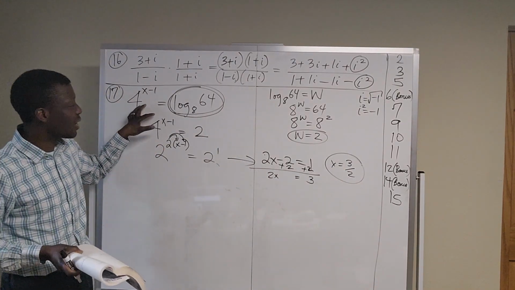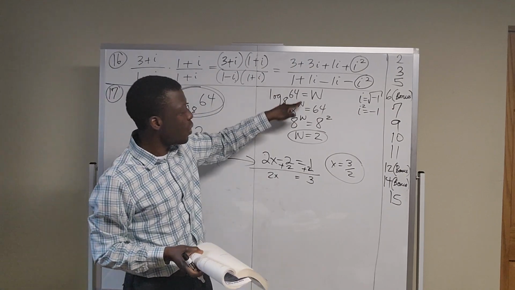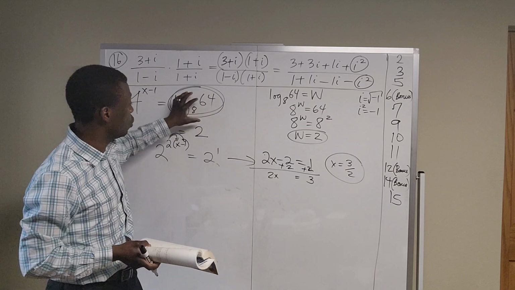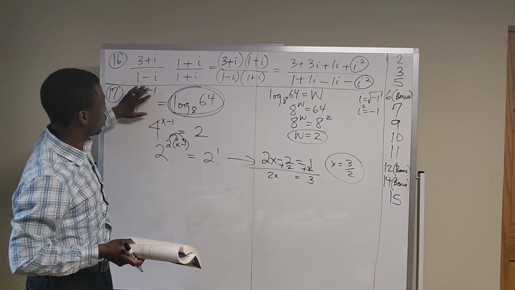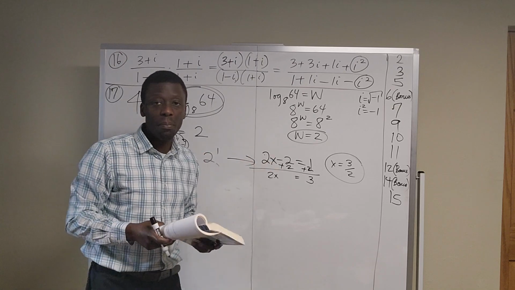So basically, we started here. We had to change log base 8 of 64. We got that value to basically be 2. This whole thing is 2. And then we took this left side and we did the work and we got to this point. So you should be able to try that problem as well.